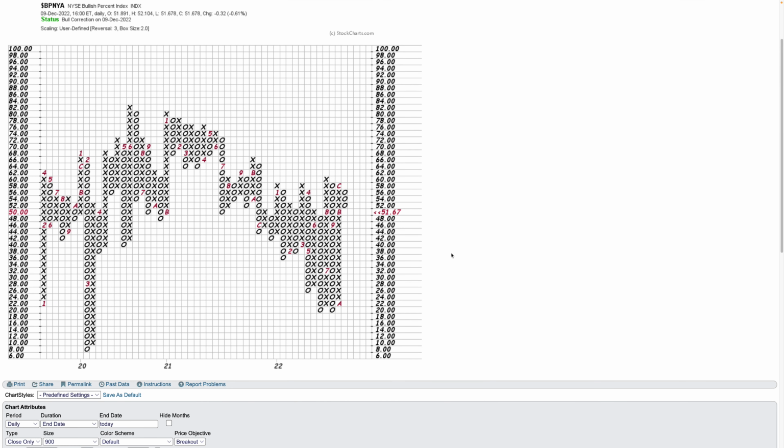Look at it on the point and figure chart, which is the main chart for the Bullish Percent Index. Above 70% is your overbought level, and below 30% is your oversold level at the bottom. So when we reverse to a column of X's, as with the point and figure chart earlier on the moving average breadth, this moves it to a bull correction status. So we've been on bull confirmed for a while, for a couple of months on this one. So reversing back to bull correction status at the moment.